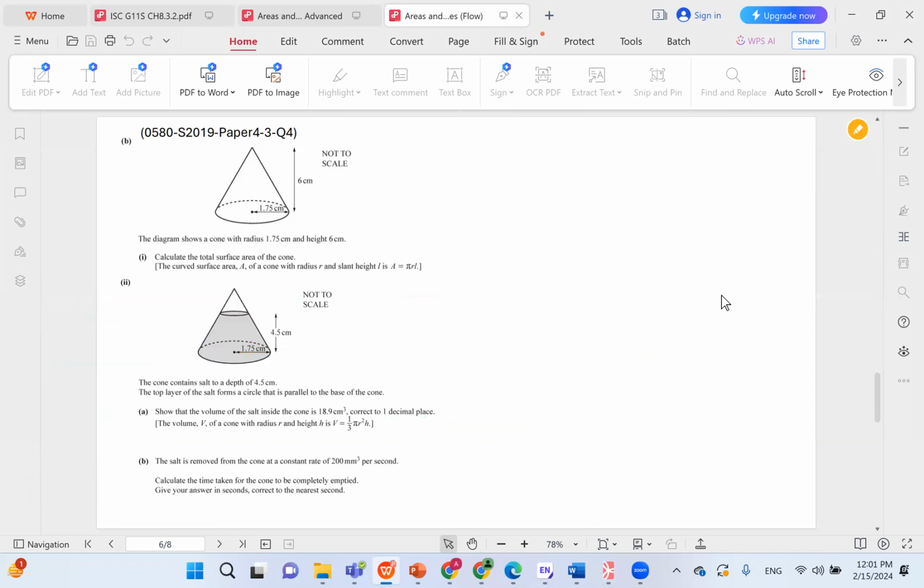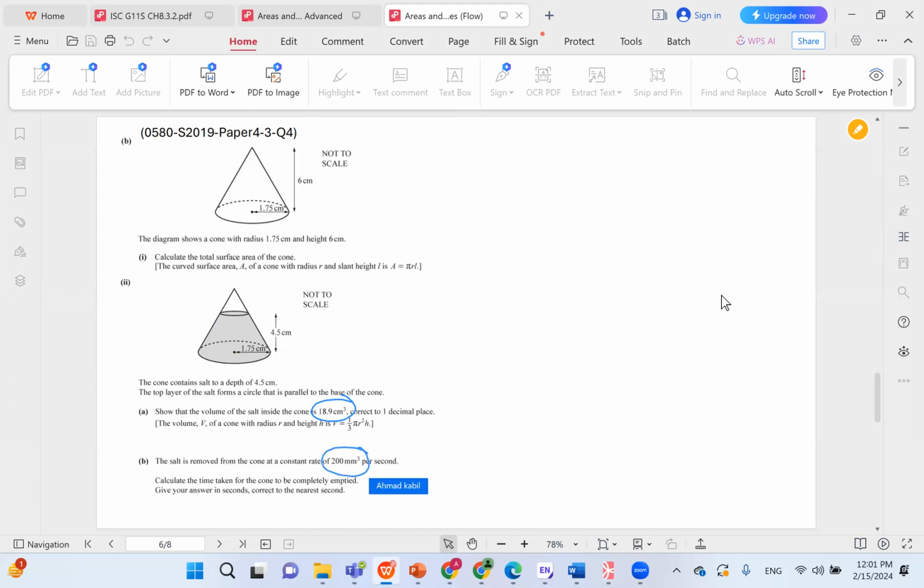Part B says that the salt is removed from the cone at a constant rate of 200 millimeter cube per second. Calculate the time taken for the cone to be completely emptied. Give your answer in seconds, correct to the nearest second. So we already know that the volume of salt inside the cone is 18.9, and it is being removed at the rate of 200 millimeters cubed.